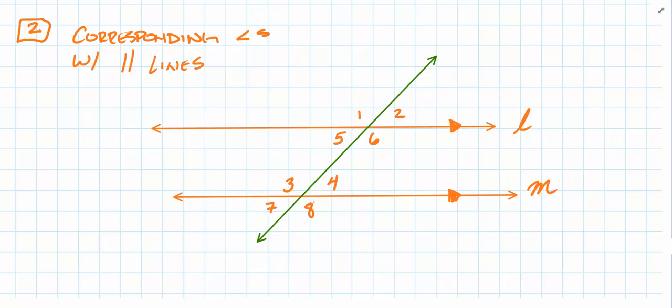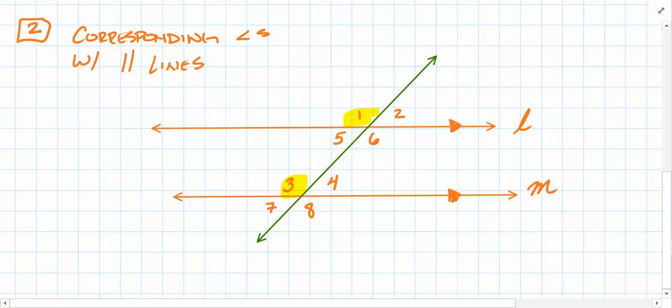Now, the title of this box says corresponding angles with parallel lines. So right now, I'm wondering about corresponding angles. Angle number 1 is the top left at line L. Do you guys agree with that? Can you tell me the corresponding angle at line M? 3. The corresponding angle. So I'm going to highlight this one. This angle here and this angle here, these are corresponding, right?